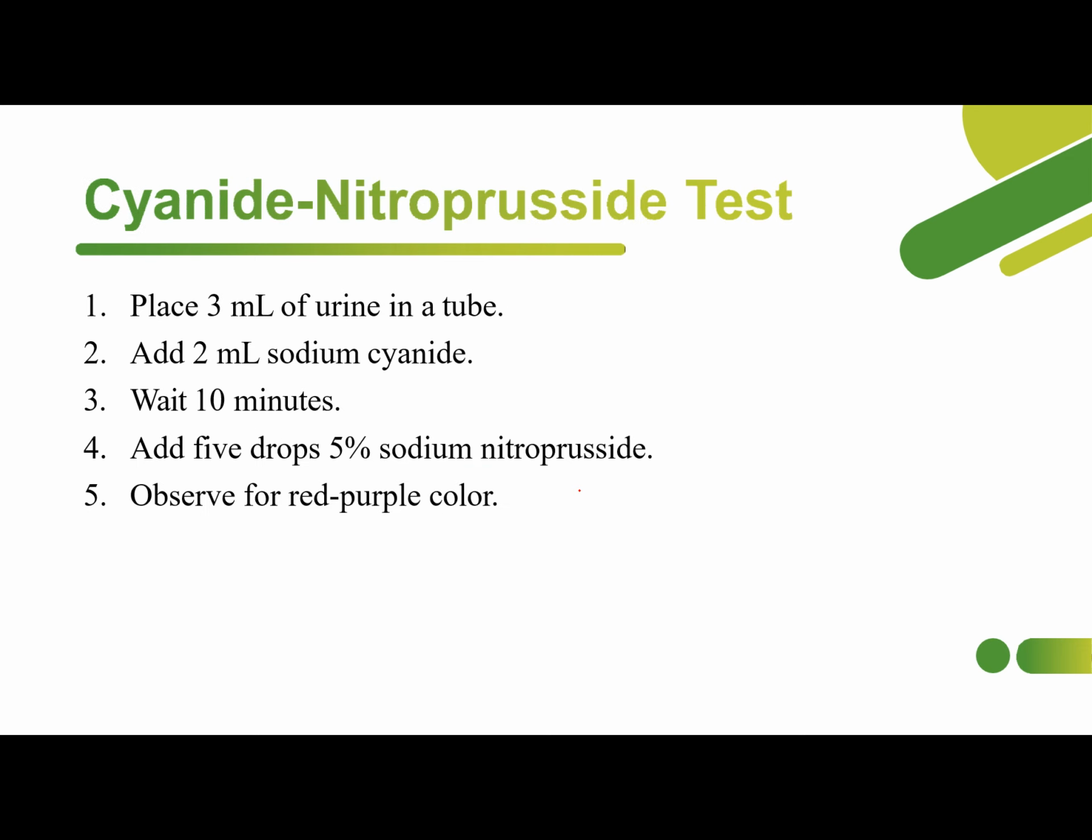So here are the steps. Place 3 ml of urine in a tube, add 2 ml of sodium cyanide, wait for 10 minutes, then add 5 drops of 5% sodium nitroprusside. Observe for a red-purple color.